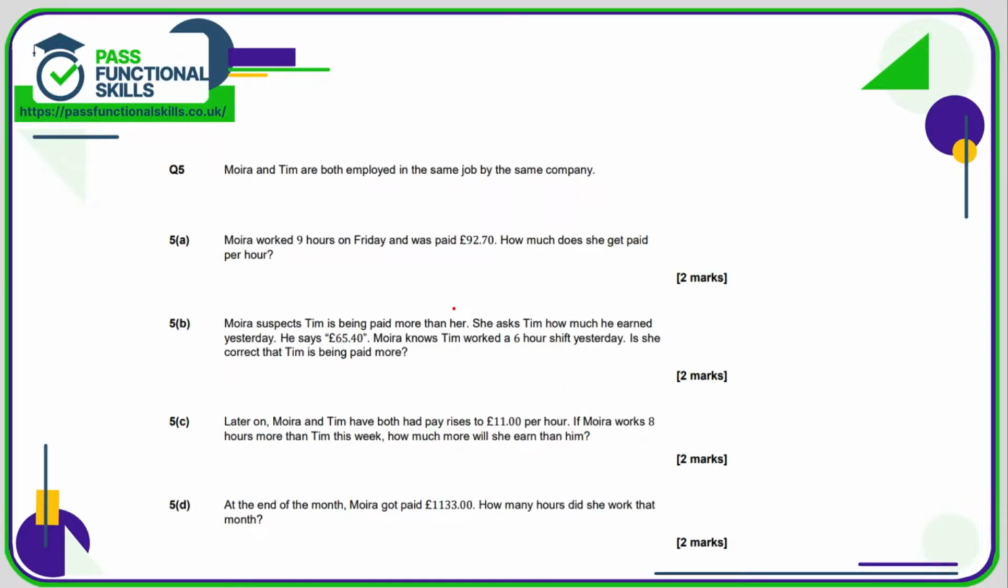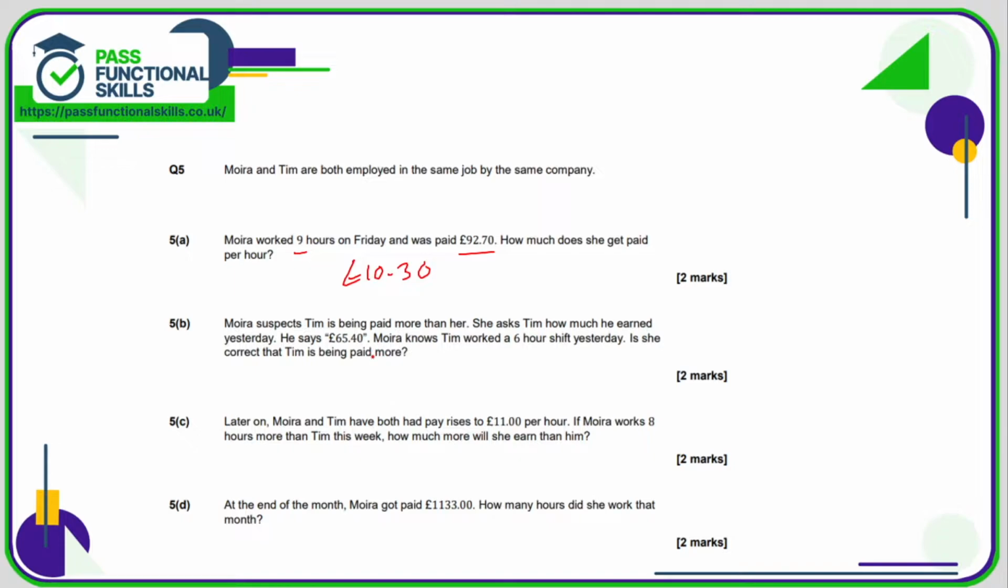Question number 5. Moira and Tim are both employed in the same job by the same company. Moira worked 9 hours on Friday and was paid £92.70, so how much does she get paid per hour? So she earned this figure here for 9 hours. So for 1 hour, we just need to divide 92.70 by 9, and that comes to a total of £10.30.